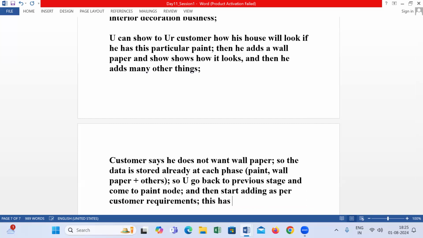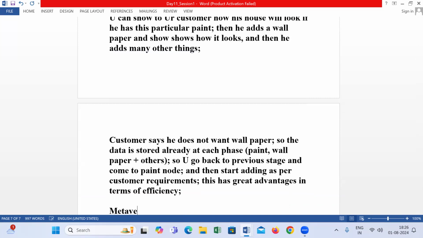This has great advantages in terms of efficiency, that if he does not want the wallpaper, you can go back and the data is already stored, how it will look when it had paint, and then other things can be added. You know? So this is the advantage of blockchain technology. It is referred to as metaverse technology based on blockchain technology.